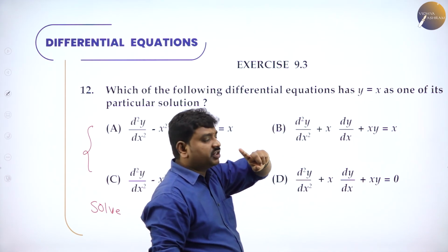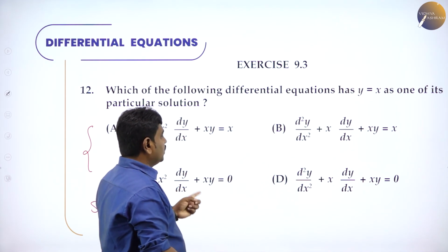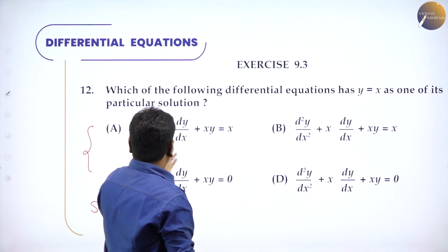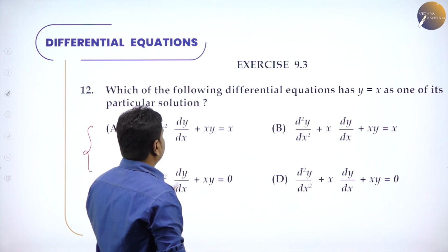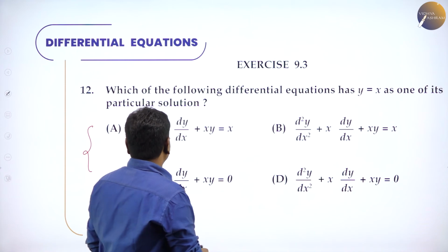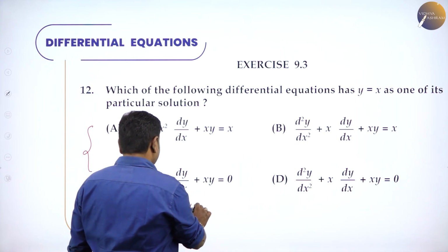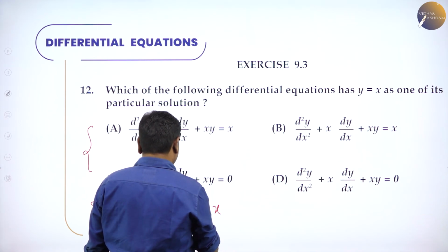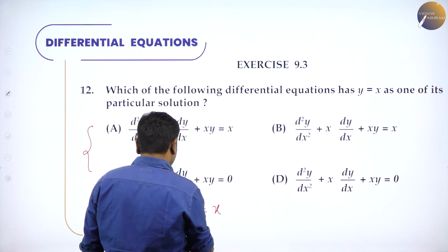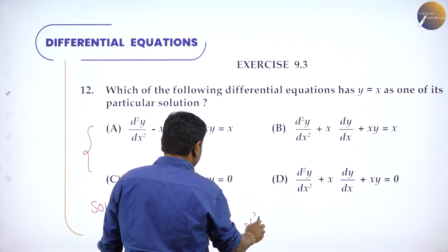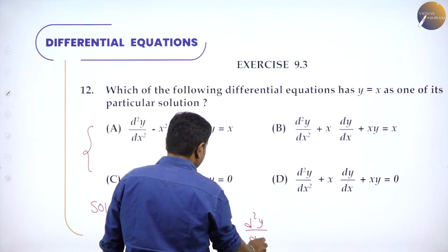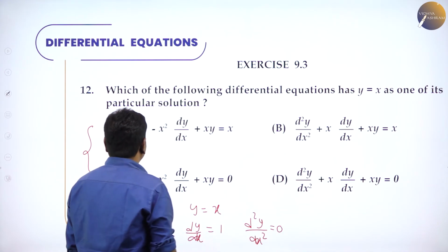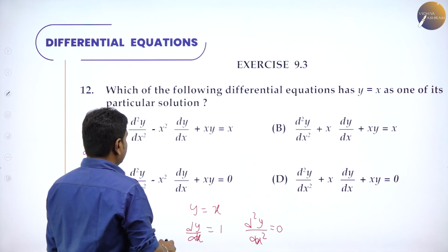If I differentiate one time, dy by dx is 1. Double derivative, it is 0. So now the question is what suits this particular equation. So now y is equal to x is given. Which equation suits this? dy by dx is 1, all of you know. d square y by dx square is what? 0. So dy by dx is 1, d square y by dx square is 0.